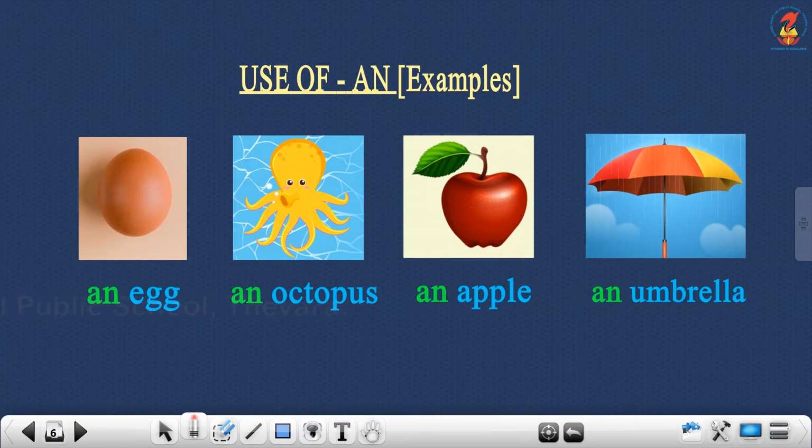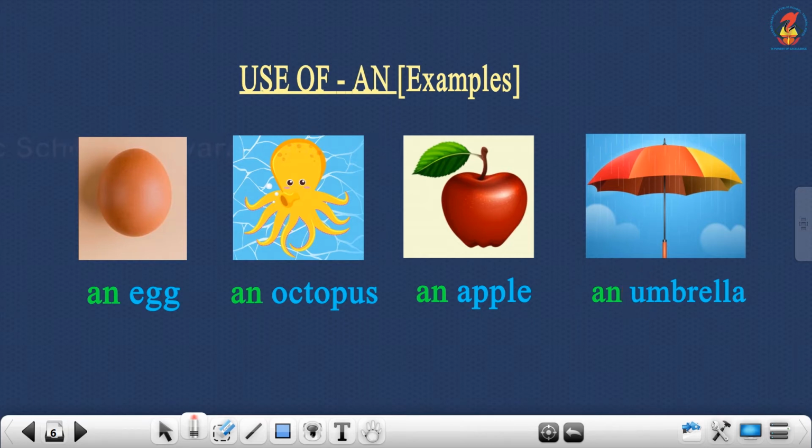What is it? An apple. And here the letter A is a vowel sound, and we should write which article? An. We should write the article an before the noun apple. So an apple. Okay. Next, an umbrella. Okay, an umbrella, and this word is also beginning with the vowel sound U, and you should write the article an before the noun umbrella.